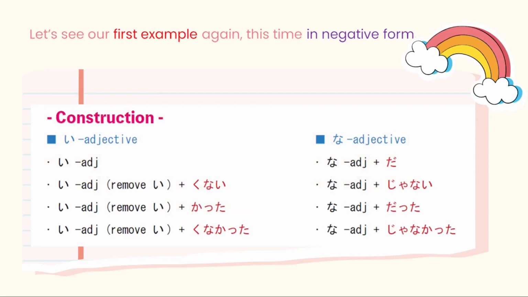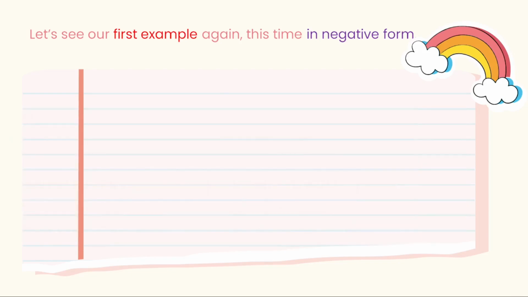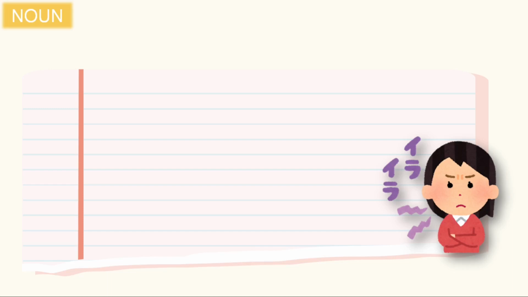For i adjectives, to make them into negative, we remove i and we add kunai. And for na adjectives, we just add janai. So do not be confused. I adjectives, kunai. Na adjectives, janai. Okay. So I want your attention here. Fine. Our first example was for a noun, right? Nouns and na adjectives conjugate the very same way. I'm repeating it again and again.